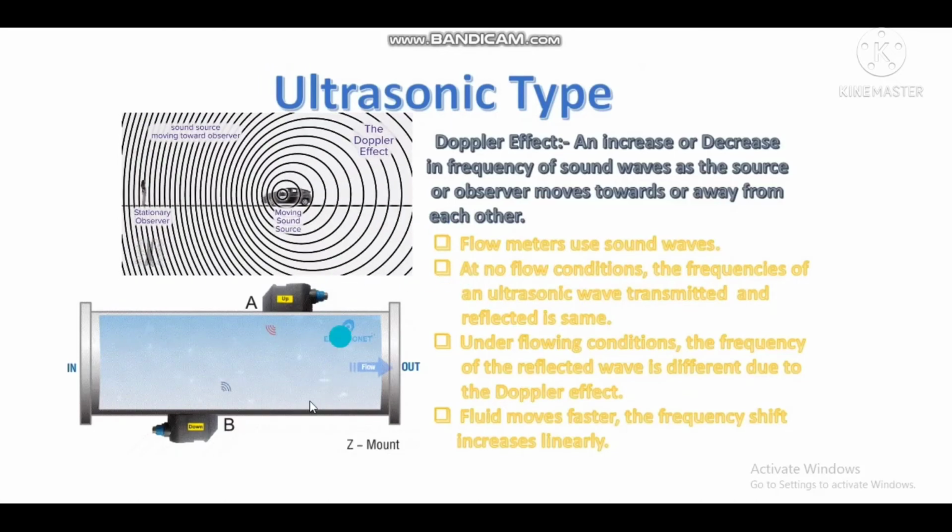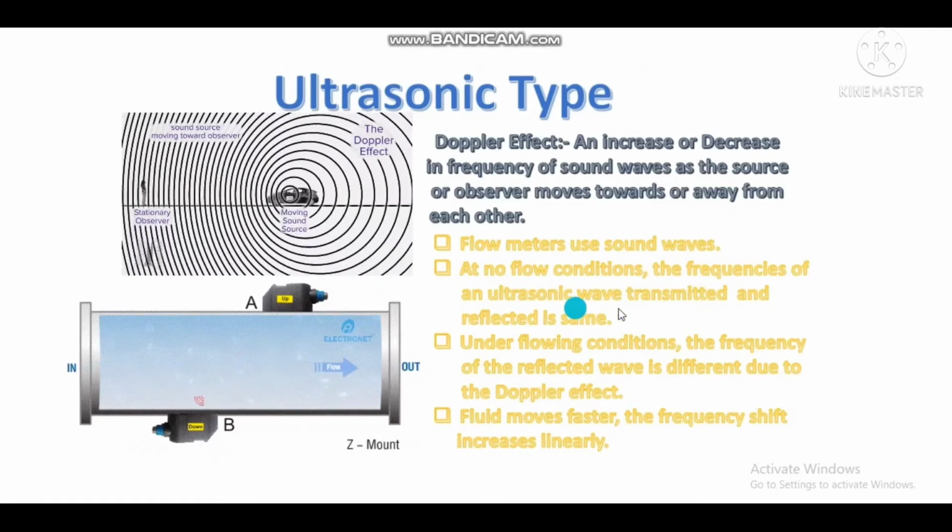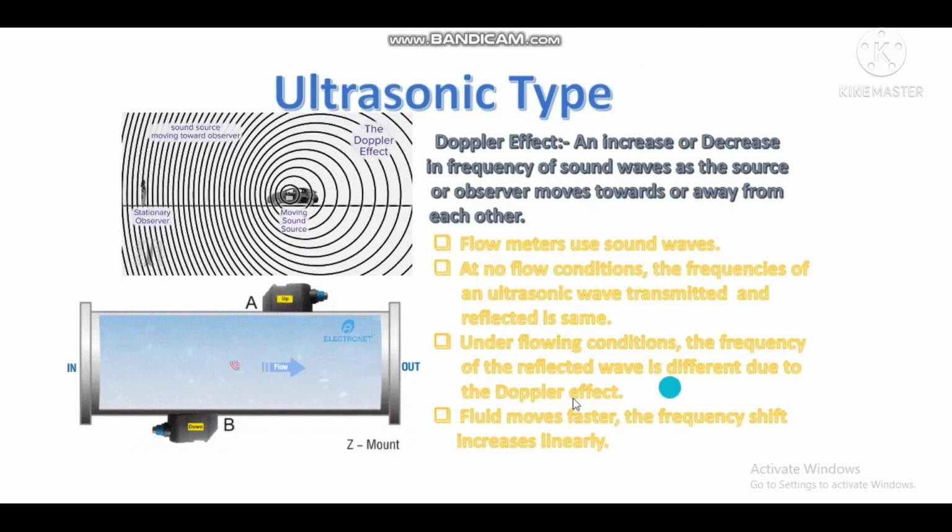So this is the Doppler effect phenomenon, and it is basically used in the ultrasonic type of flow meter. In the ultrasonic flow meter, sound waves are used. At no flow condition, the frequency of the ultrasonic wave transmitted and reflected is the same, because there is no flow, so the frequency is always the same in this pipe. Under the flowing condition, the frequency of the reflected wave is different due to the Doppler effect.